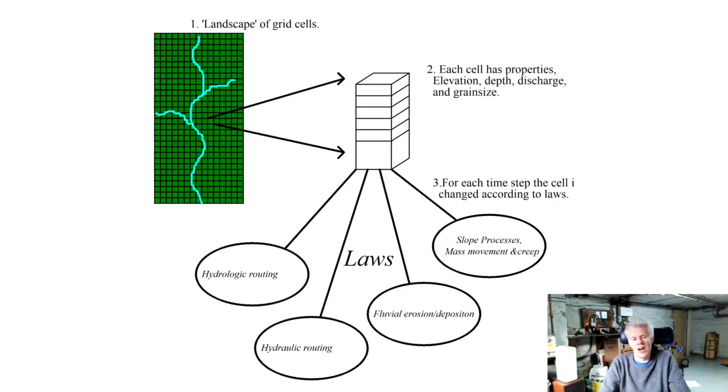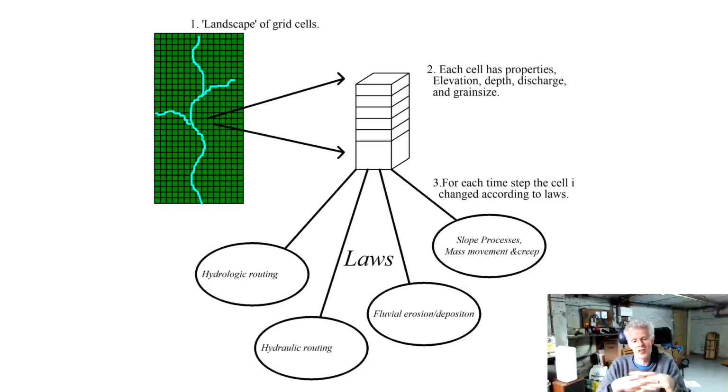And an old slide from one of the first papers on CAESAR-Lisflood, but it describes its structure. We have a river catchment. Our landscape is represented by grid cells. Then each cell has properties for the elevation, the flow depth, discharge, the vegetation cover, and the different grain size components of that cell, the different grain size fractions. And then for each time step, this cell is changed according to laws which fall roughly into 4 groups.